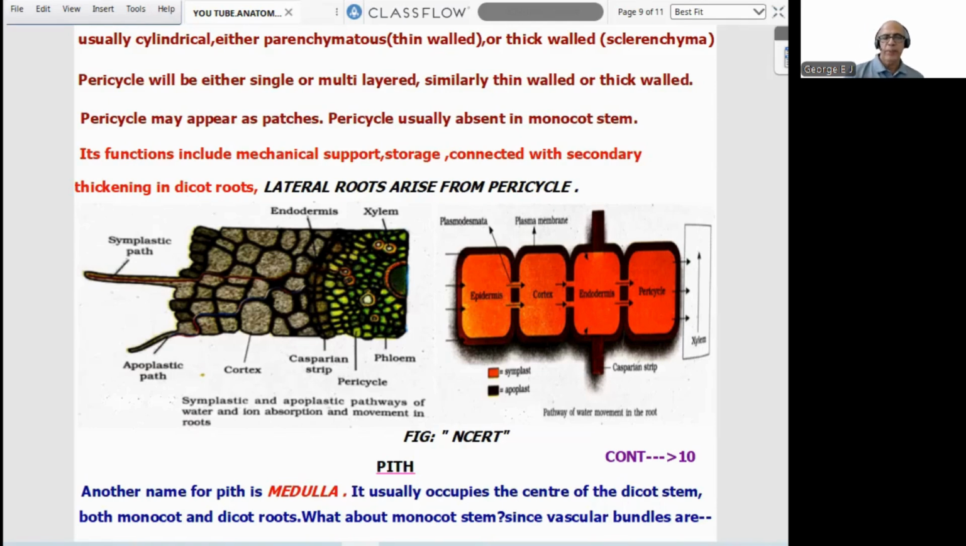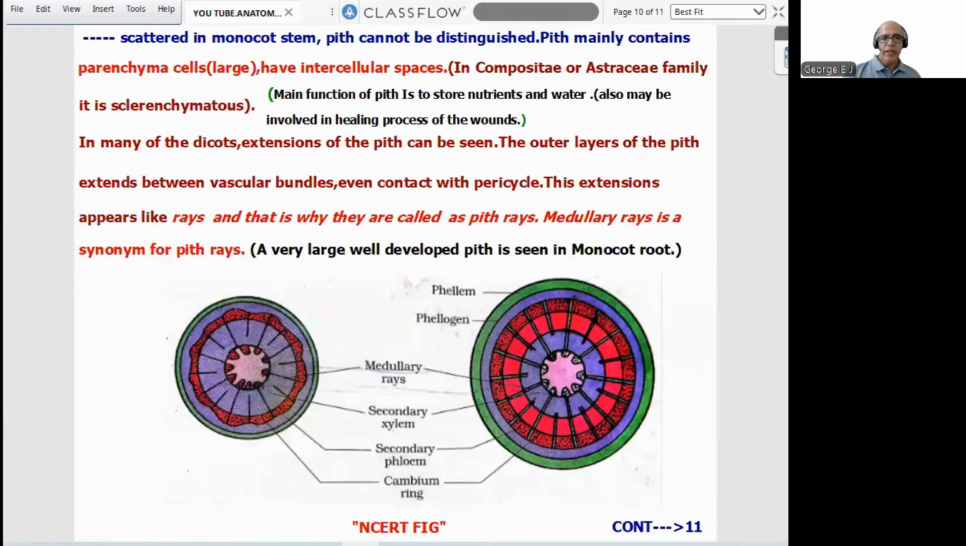Now comes the next item, pith. Another name for pith is medulla. It usually occupies the center of the dicot stem and both monocot and dicot roots. But in the monocot stem we cannot say pith, since vascular bundles are scattered, so the pith will not be distinct. Pith mainly contains parenchyma cells, large cells with intercellular spaces, but in Compositae, the sunflower family, it contains sclerenchymatous cells. The main function of pith is to store nutrients and water.